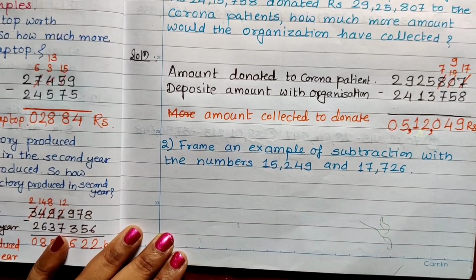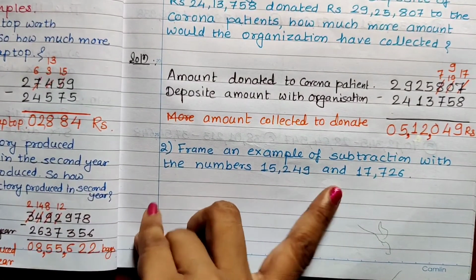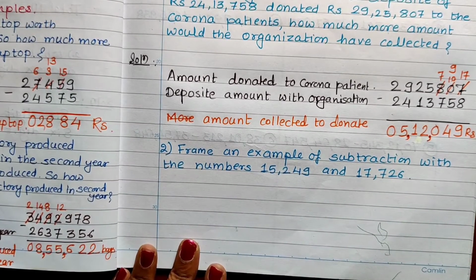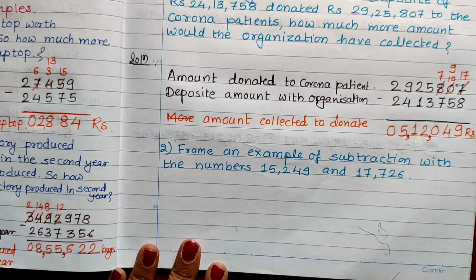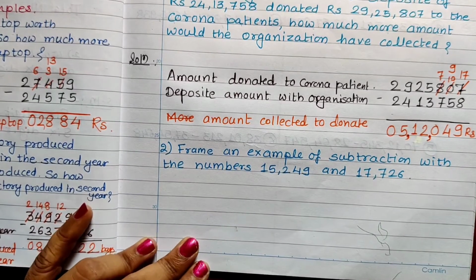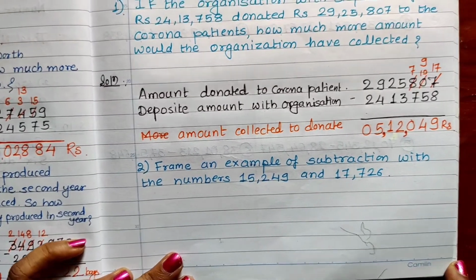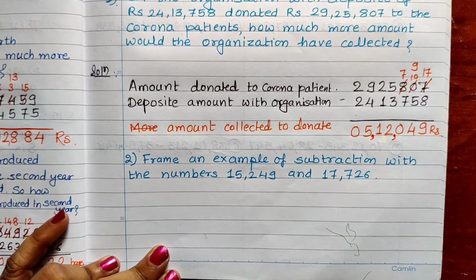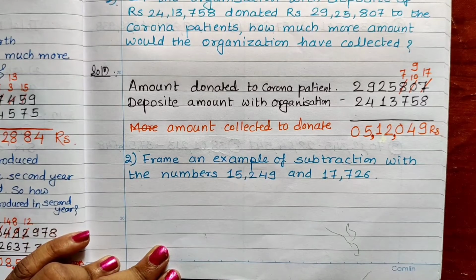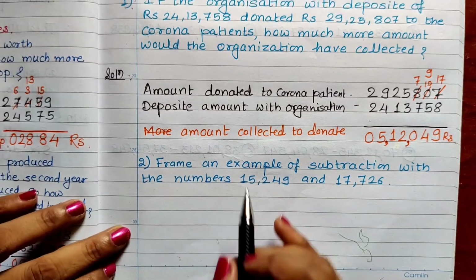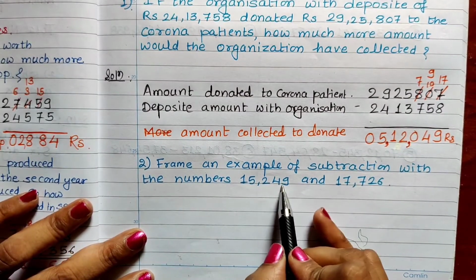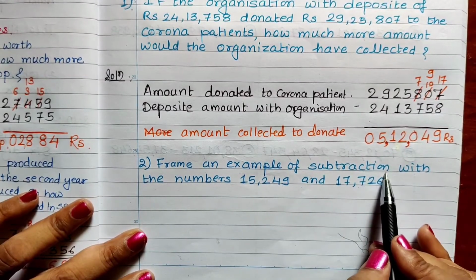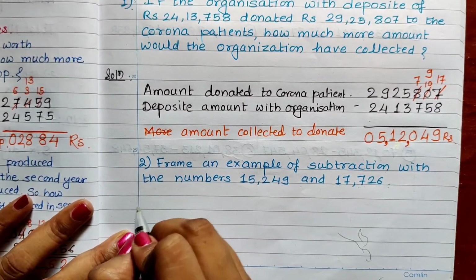Now the next question is to frame an example. We have to make a question from these two numbers. Two numbers are given. You can make any example. You all can solve it very nicely. I can give you one example. Maybe your examples are different from my example. So it is okay. All of your examples can be different from mine. So two numbers are given, 15,249 and 17,726. We have to frame an example of subtraction. So I will be writing the example.